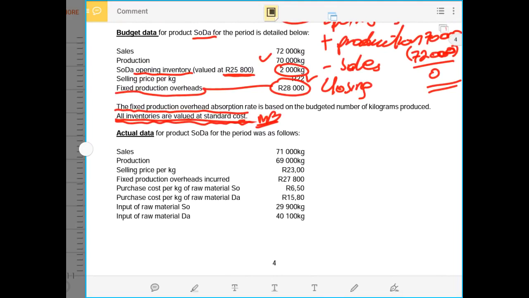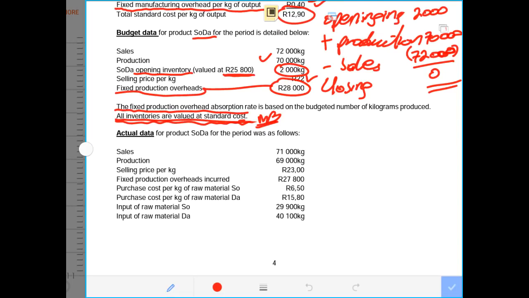The actual information says we have sales for the product soda of 71,000. We have production of 69,000. Once again, the total sales units are greater than what we produced. So for us to be able to sell more than we have produced, there must have been some opening units. Those opening units will be the difference between our sales and our production, and those will be 2,000 units, obviously.